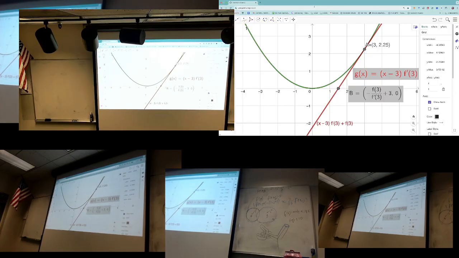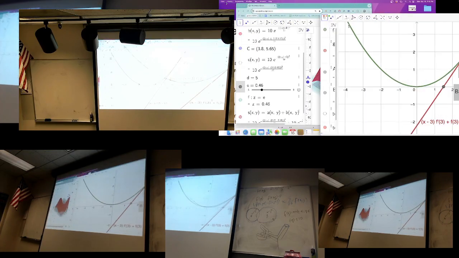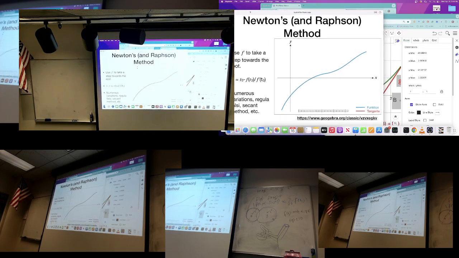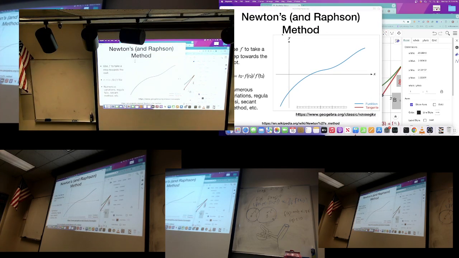So that would be my second guess. And hopefully I didn't get far. It can take me away from the root, by the way. So depending on how close to the root I am, it can work or not work. It can actually take me away from the root. But if I start close to the root, then what do I do?